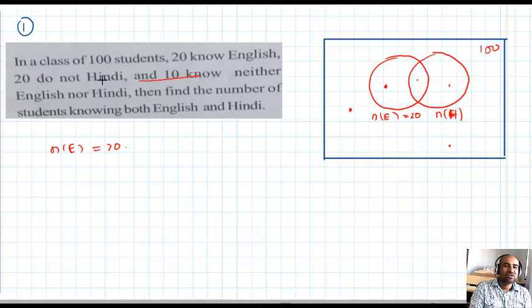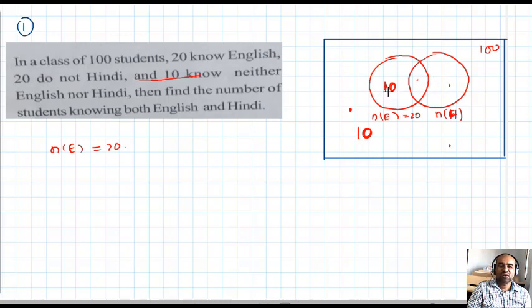And 10 know neither English nor Hindi. Outside the circular region, 10 members are there. They don't know anything, so 10. Now again read this. 20 know English and 20 do not know Hindi. This plus this is 20. Already 10 members are outside, so here I should write 10. What is the meaning of that? This 10 plus this 10, they don't know Hindi.